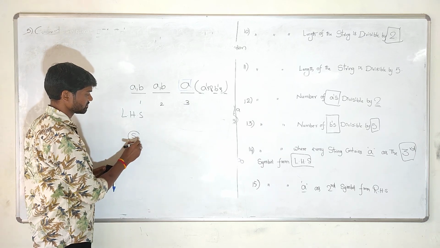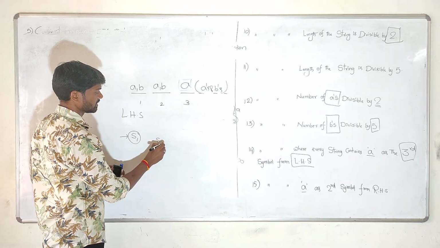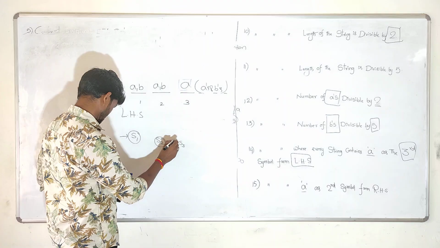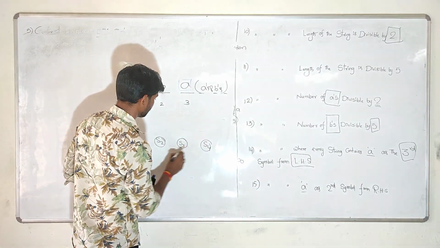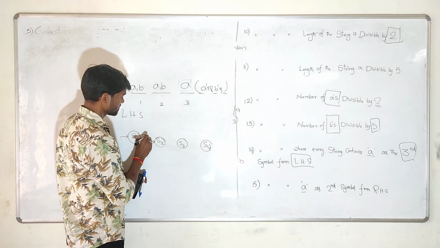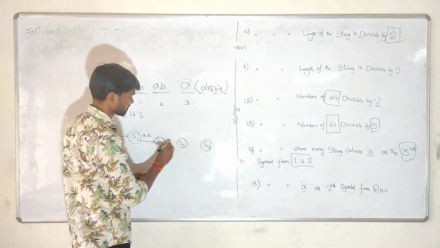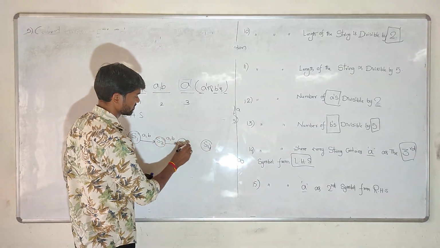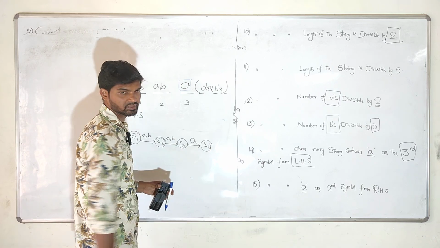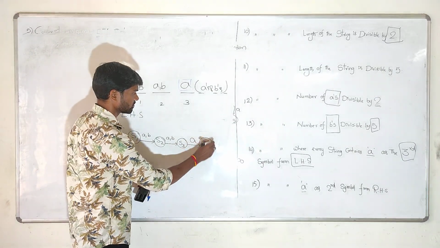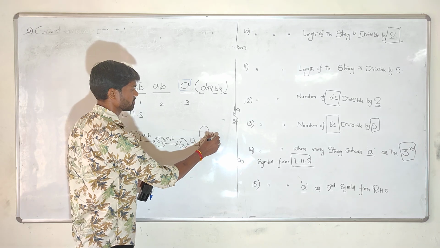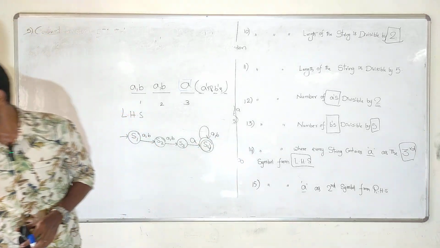So take states S1, S2, S3, S4, like this. For the first symbol, A comma B can come, okay for us. For the second symbol, A comma B can come, okay for us. But the third symbol should be A. After that, at S4, any number of A's and B's can come, any problem for us? No, there is no restriction on this one.